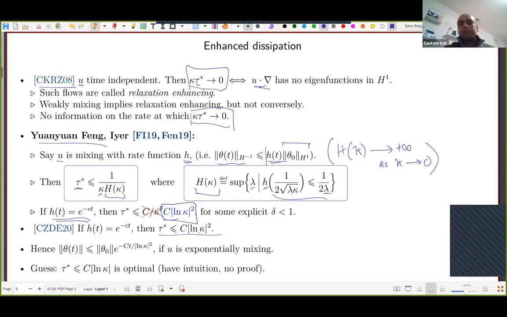If I plug this back into the advection diffusion equation, the L2 energy decays like e to the minus t divided by log kappa squared, not e to the minus kappa t, much, much faster than before. And of course, this square over here is a bit unsettling. I believe it's false, but it's the best we can prove. I really believe that the optimal time should be log kappa. I have some intuition about this, but I cannot prove it.